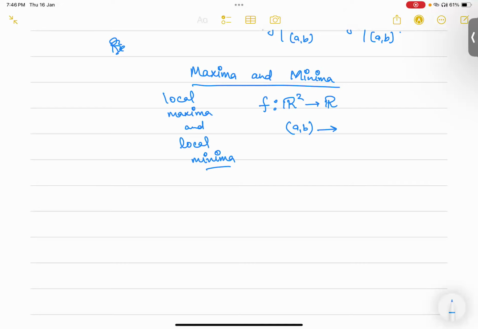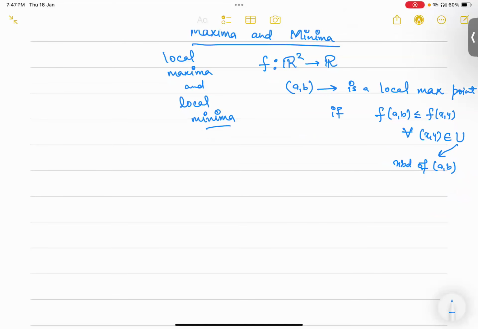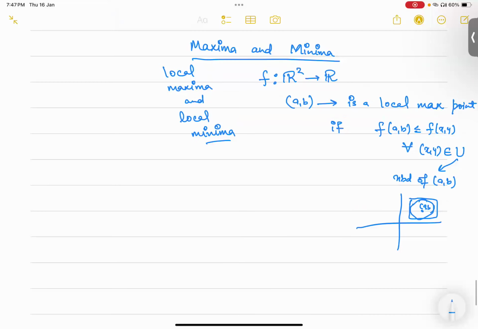So we say this point (a, b) is a local maxima point if the given function f of (a, b) is less than or equal to f of (x, y) for all (x, y) belonging to U, where U is some neighborhood of the point (a, b). A neighborhood means you can take some circle containing this point (a, b), or you can also take a square. There is no difference between these two objects.